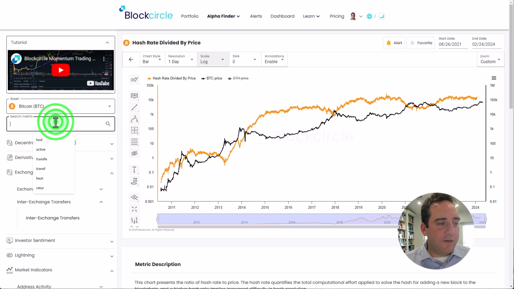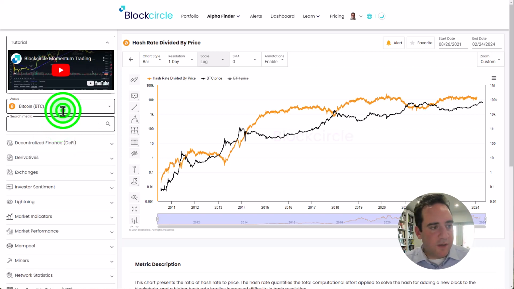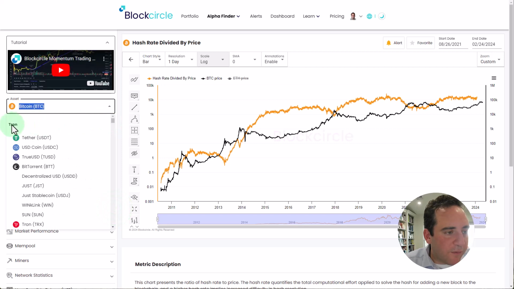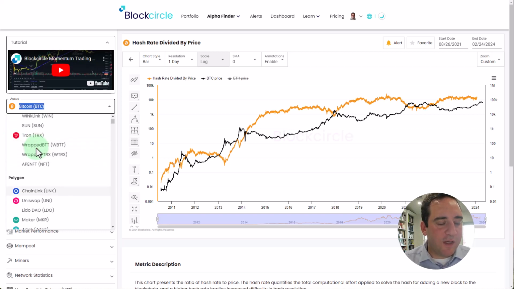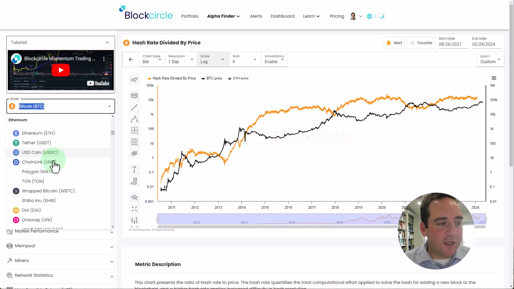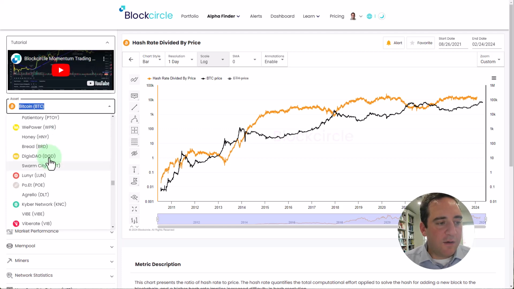But we also have the number of transactions and the transaction types by blockchain all here. And then the other thing I wanted to show is that in the Block Circle research app, we have 18 different blockchains that we're integrating data from. So we have stablecoins across all the major blockchains. We have Tron, we have Polygon, we have Ethereum across all those. We have over 1,000 assets. We have Ontology, Litecoin, Ethereum, Bitcoin, of course, and quite a bit more.